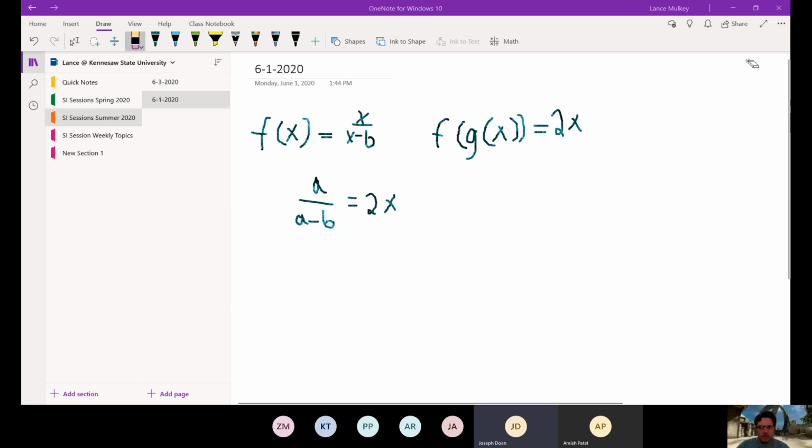So this is what I did for that problem. I believe that person's trying to find what g of x is. Yeah. Okay, so what I did was I have f of g of x, is equal to whatever f of x is, where x is, I plug in g of x. So it'll be g of x divided by g of x minus, what is that, 6 or b? Yeah, 6. So it'll be g of x divided by g of x minus 6. And then you already know that it's equal to 2x.